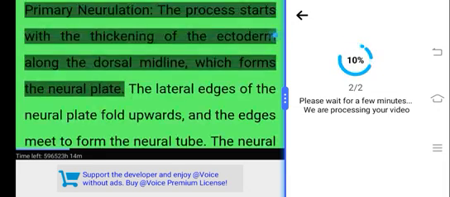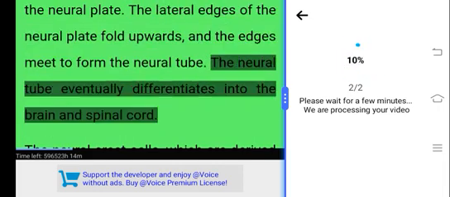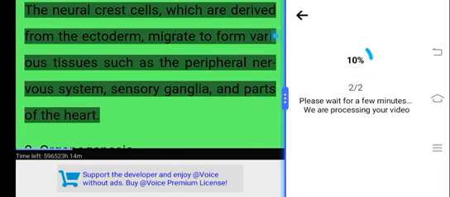1. Neural tube formation. Primary neurulation. The process starts with the thickening of the ectoderm along the dorsal midline, which forms the neural plate. The lateral edges of the neural plate fold upwards, and the edges meet to form the neural tube. The neural tube eventually differentiates into the brain and spinal cord. The neural crest cells, which are derived from the ectoderm, migrate to form various tissues such as the peripheral nervous system, sensory ganglia, and parts of the heart.